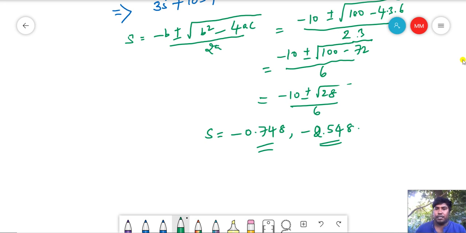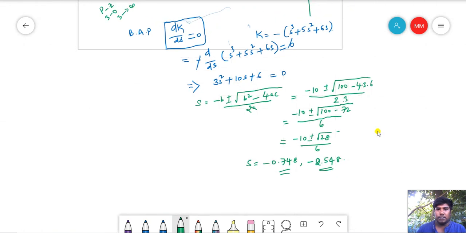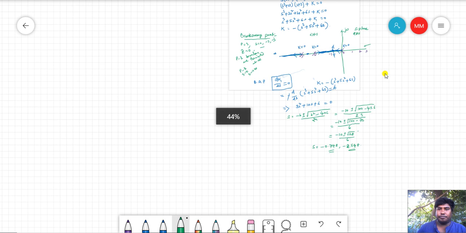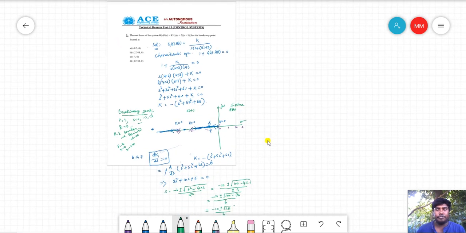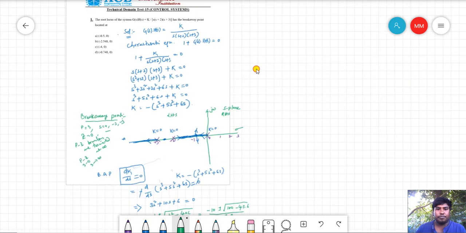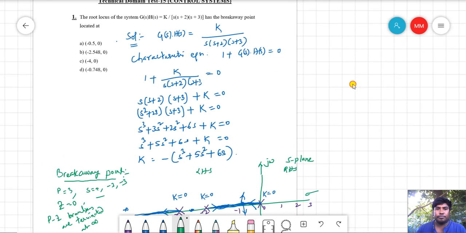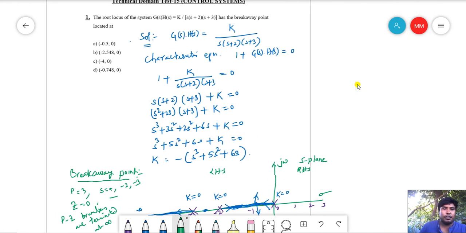Okay, let us see that one. What are the answers? Okay, see here, answers are given. So what are the values we got? s is equal to minus 0.748 and another value is minus 2.548.